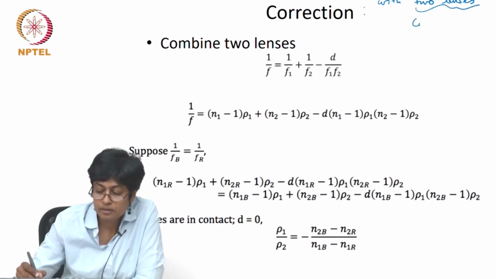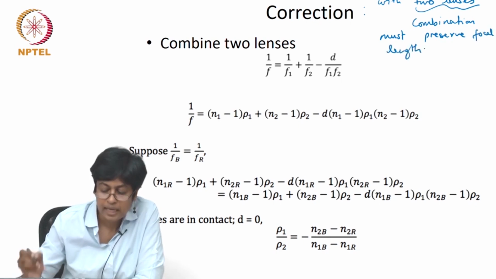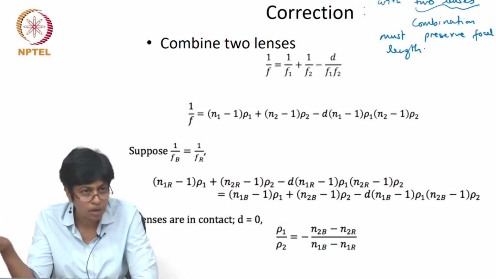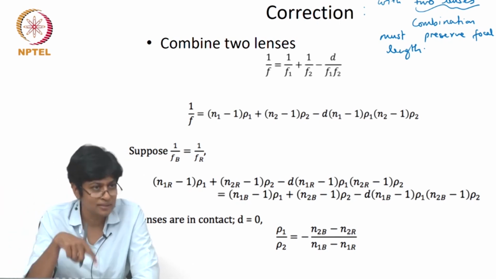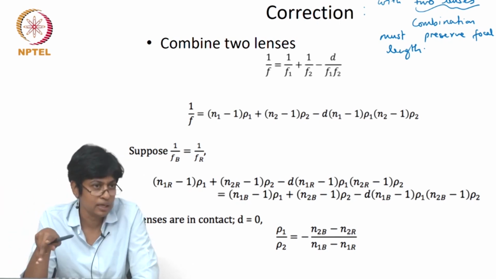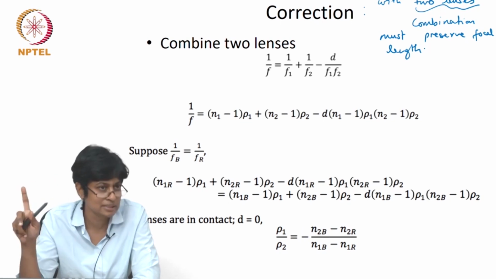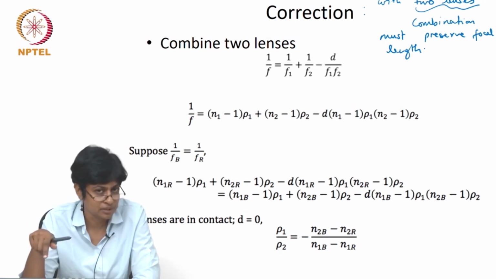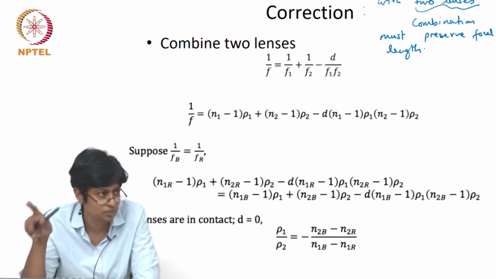Keep in mind that this combination must preserve the focal length. So I have a system and I want to have a desired focal length, but I want to minimize axial chromatic aberration. So I'm going to add another lens and adjust the individual focal lengths or maybe the distance between them such that the overall focal length of this system stays as my requirement, but I have reduced an aberration. And in this case, the aberration we're looking to reduce is chromatic aberration, axial chromatic aberration.